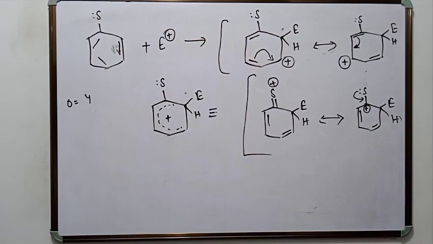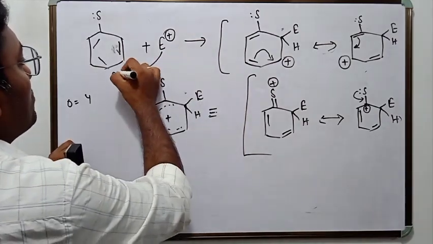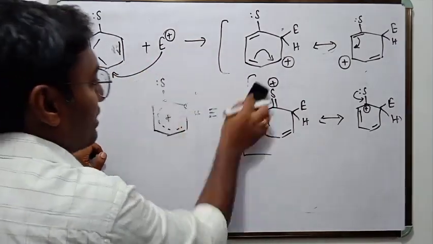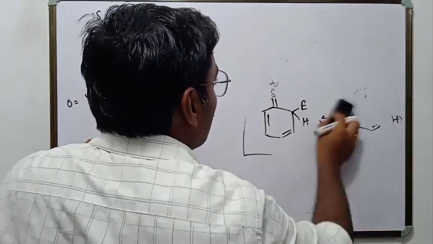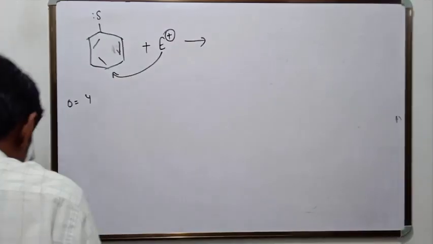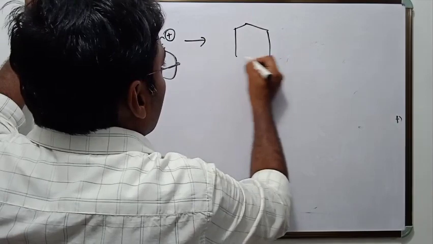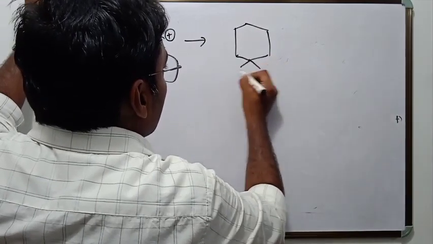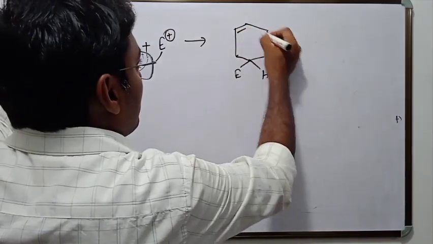Please note this point. Now we will go for para attack. Let it attack at the para position. Let us see how many resonating structures of the carbocation are formed. Okay, let us go for para attack. So here, the rest is the same.